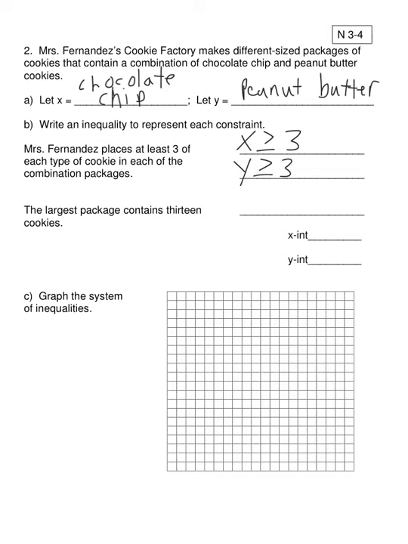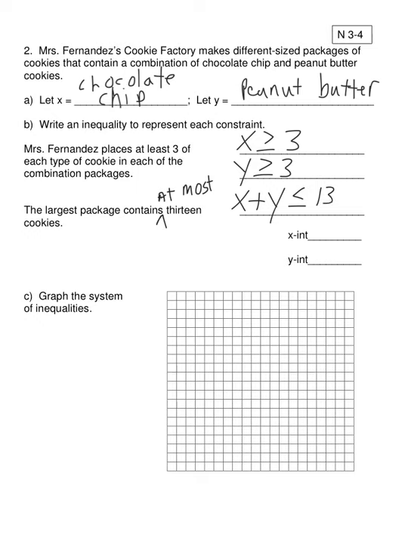Okay, the largest package contains, and I'm going to go ahead and add this in, at most 13 cookies. So that means all my chocolate chip plus all my peanut butter is going to be less than or equal to 13.